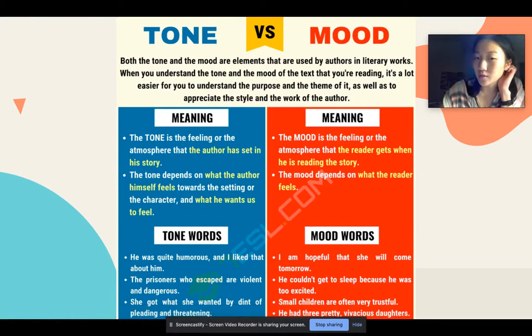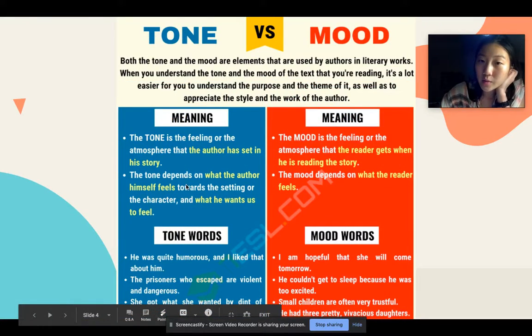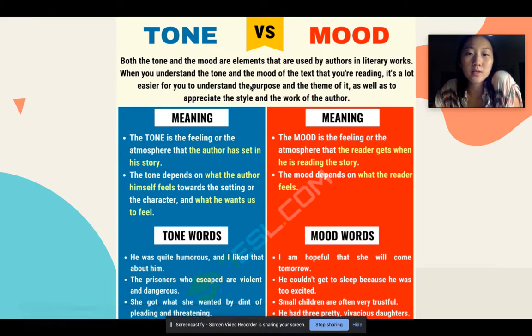Next, tone versus mood. So both of these are elements used by authors in literature, and you can understand these if you understand the purpose and theme. It'll be easier to understand these words. But tone is basically the feeling or the atmosphere the author has set in the story. So tone is all about the author's intention, what the author wants you to feel.